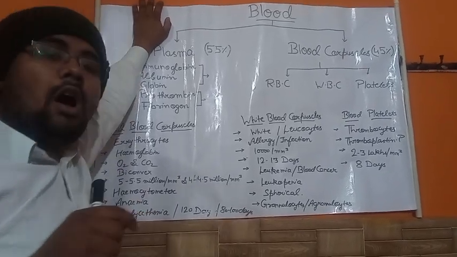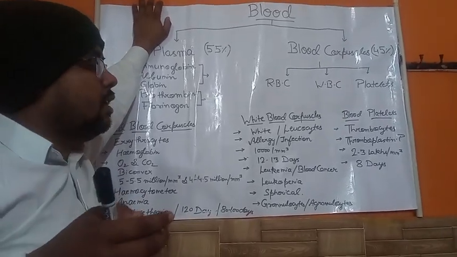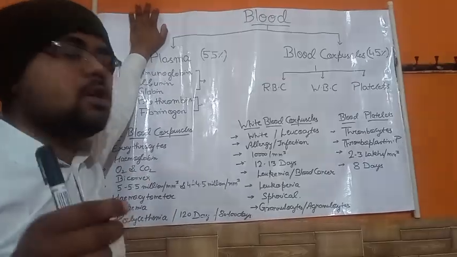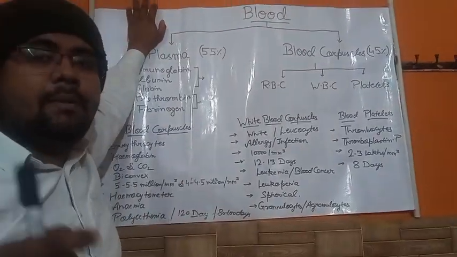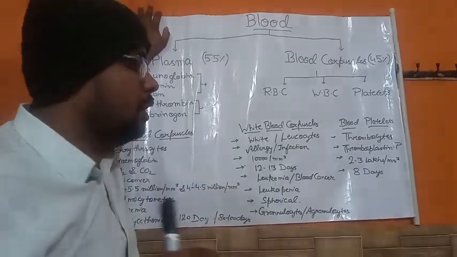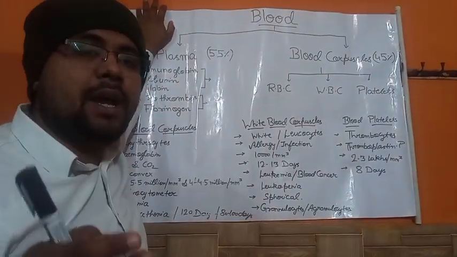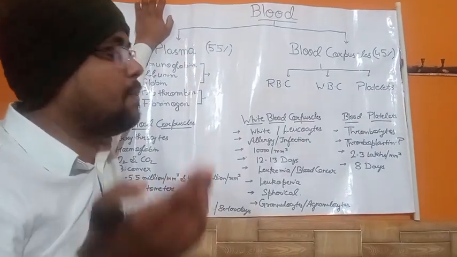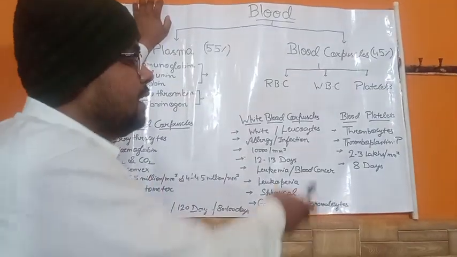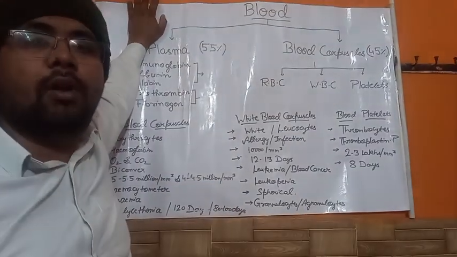How many blood platelets are there in our body? Approximately 2 to 3 lakhs per mm cube are present in our body. What is the lifespan or duration of blood platelets in our body? The lifespan of blood platelets is 8 days in our body.